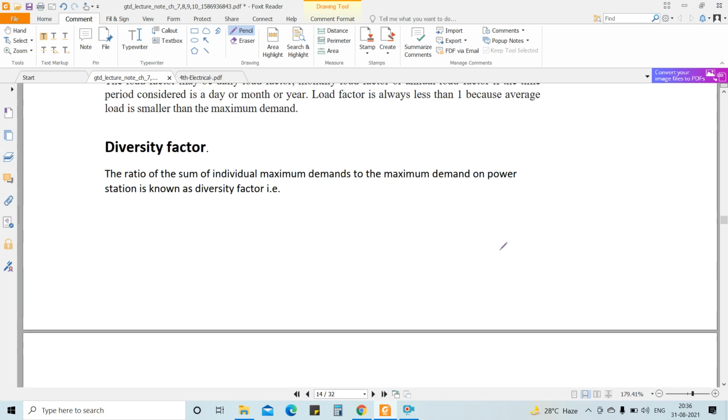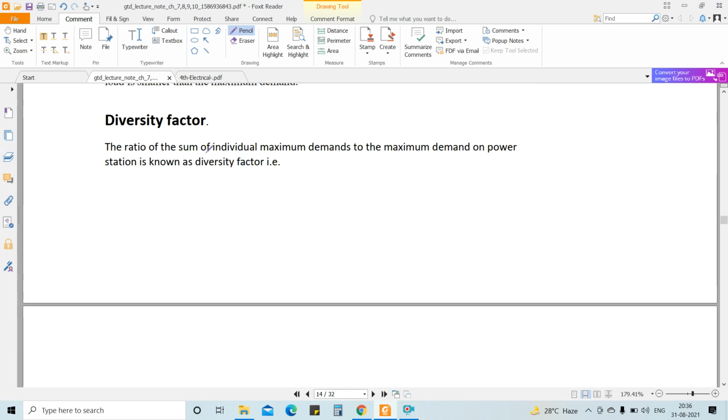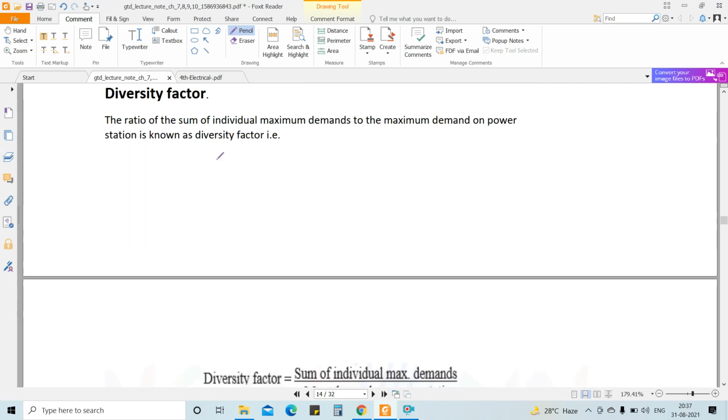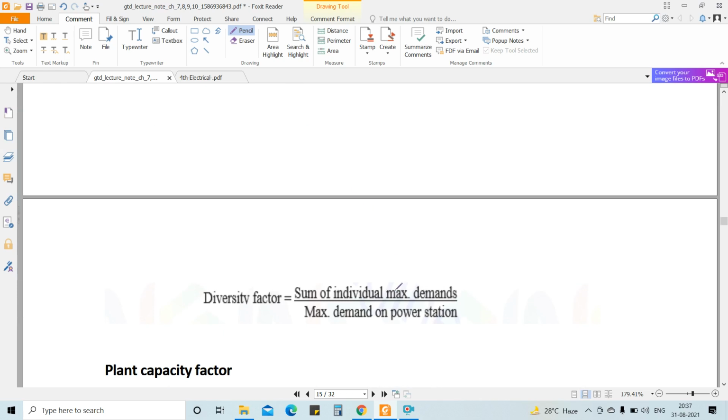Then the diversity factor. The ratio of the sum of individual maximum demands to the maximum demand on the power station is known as diversity factor. So see, sum of individual maximum demands divided by maximum demand on a power system. This ratio gives the diversity factor.